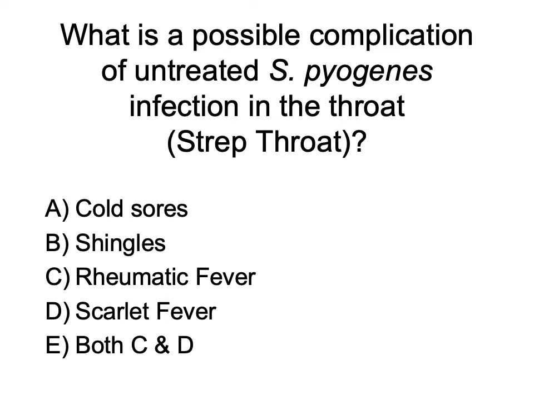I think I'm making these review questions a little too easy by putting them after the information, but here you go. What is a possible complication of untreated streptococcal pyogenes infection in the throat, or strep throat? Is it A, cold sores, B, shingles, C, rheumatic fever, D, scarlet fever, E, both C and D, rheumatic fever and scarlet fever? The answer is E, both C and D.